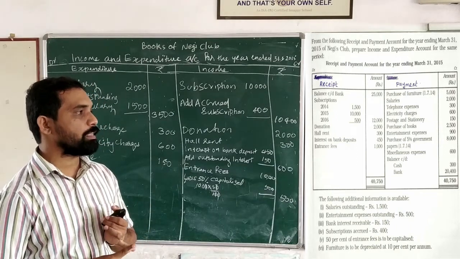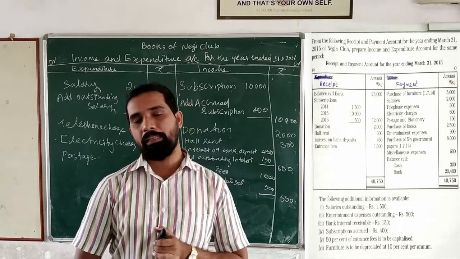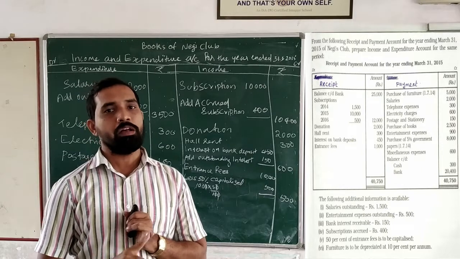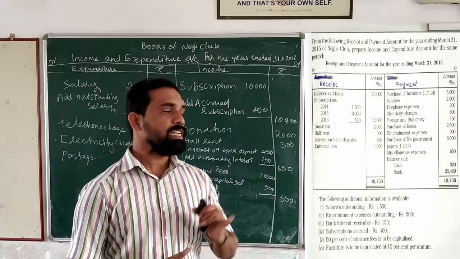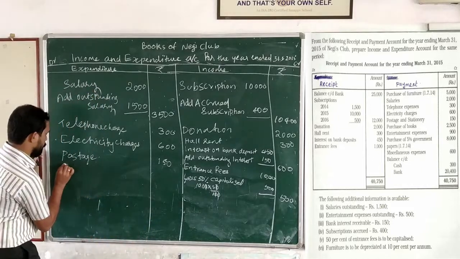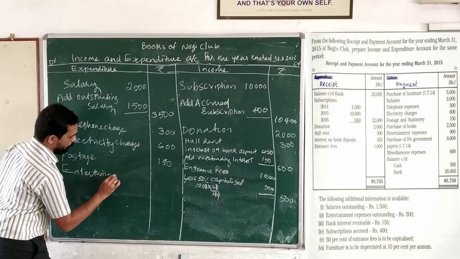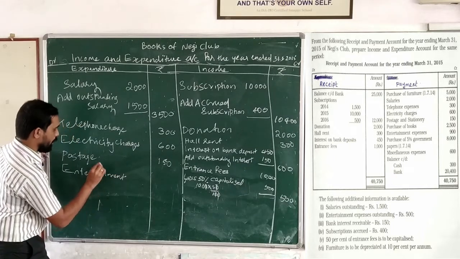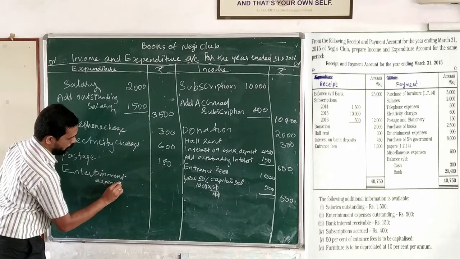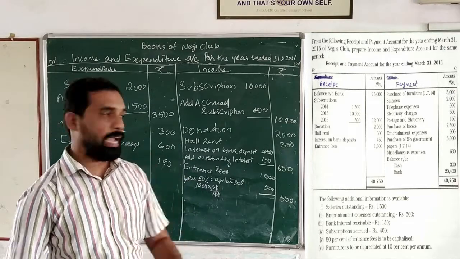Entertainment expenses, rupees 900. Entertainment expenses is a revenue payment. So it's shown on the expenditure side. Entertainment expenses. How much rupees entertainment expenses? 900.